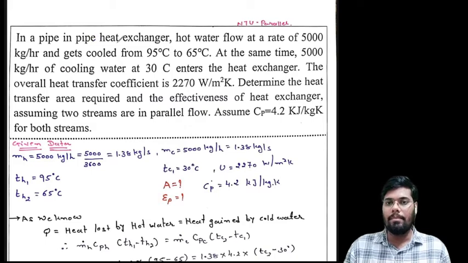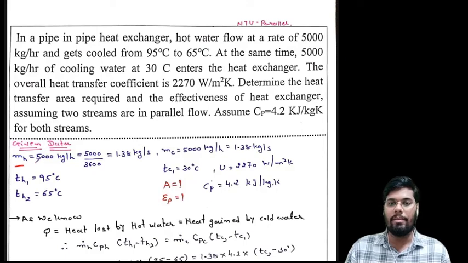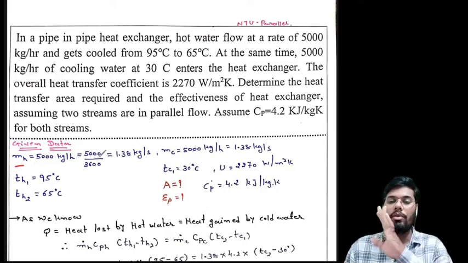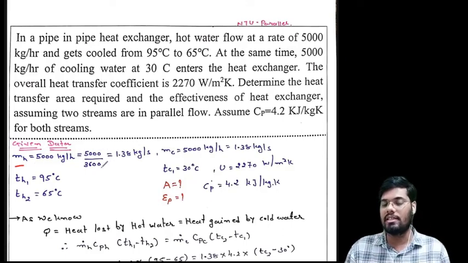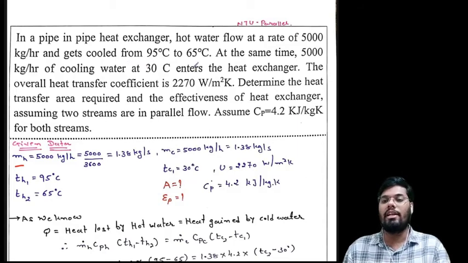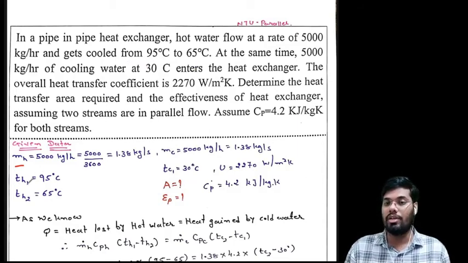In a pipe in pipe heat exchanger, hot water flows at a rate of 5000 kg per hour. So here it is already mentioned that this is our hot fluid whose mass flow rate is 5000 kg per hour. So the mass flow rate of hot fluid MH is 5000 kg per hour, and we need to convert it into kg per second, so dividing by 3600. It gets cooled from 95 to 65. So this would be TH1 and TH2.